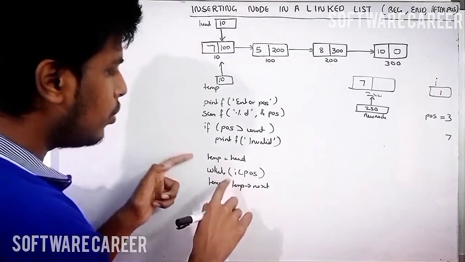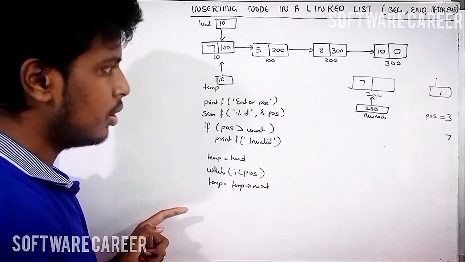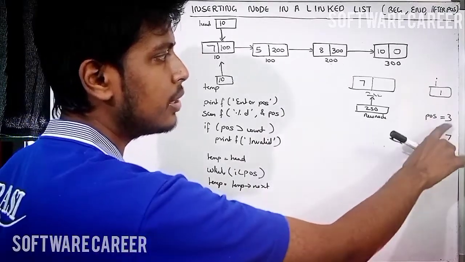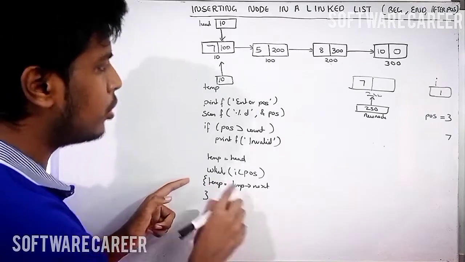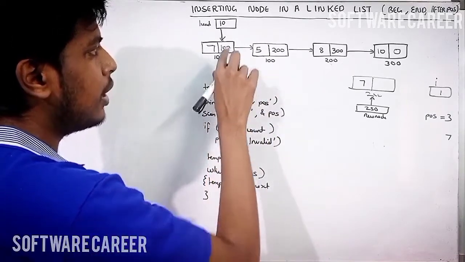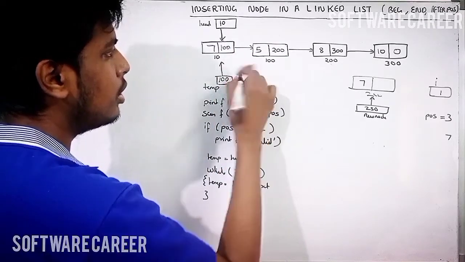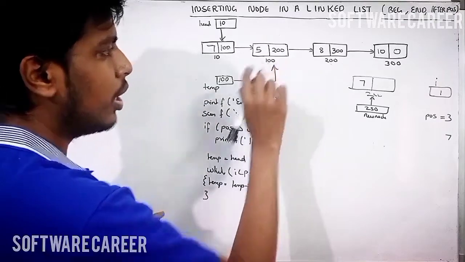Now check this condition whether i is less than position. Now i is 1, and 1 is less than 3, so enter into this loop. temp = temp->next, that is, temp is moved one step forward. So temp is 10, 10's next is 100, so 100 is put over here. Then this pointer is pointing to the node 100.